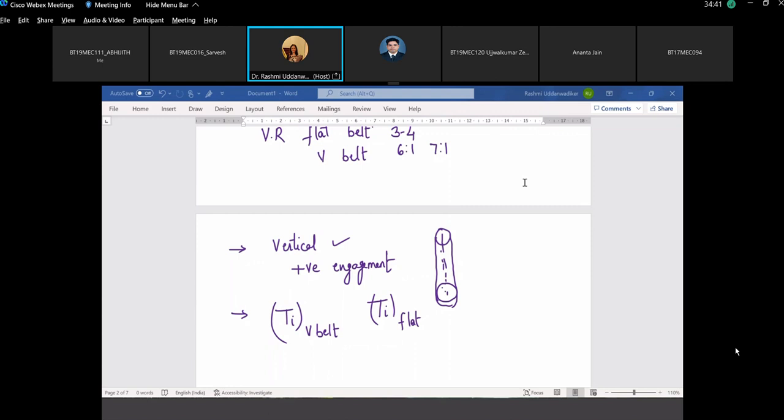Initial tension required would be more for V belt as compared to flat belt. Ayush? Yes, ma'am, I think yes. Jaswant, what do you say? Jaswant? Yes, it would be greater. Bhavesh? Initial tension would be less than or greater than initial tension in the flat belt. Karthik?